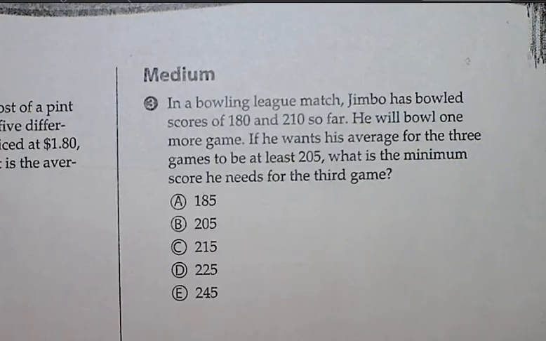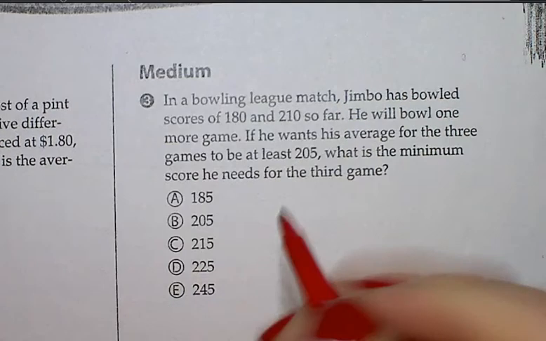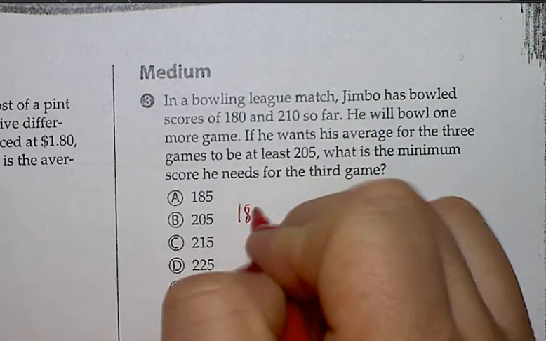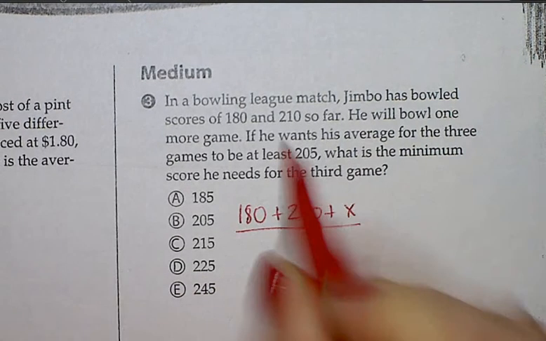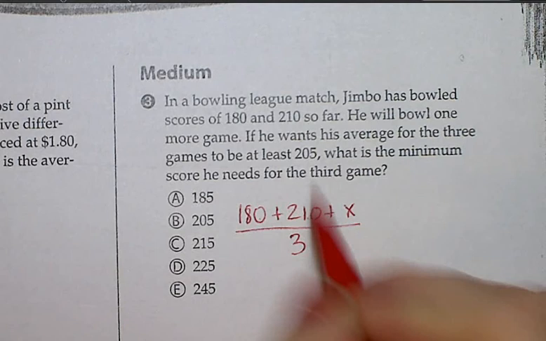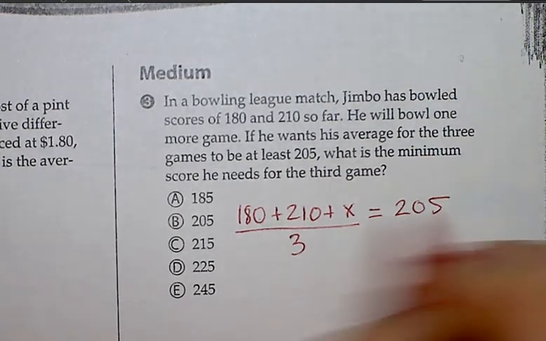Okay, number 3. So number 3, we could do similar to our first example. It says in a bowling league match, Jimbo has bowled scores of 180 and 210 so far. He will bowl 1 more game. If he wants his average for the 3 games to be at least 205, what is the minimum score? So we're going to go through this 2 different ways. Here's one way to go through this. There's the first 2 games, here's the 3rd. You divide by 3 because you have 3 games. And we want it to be at least 205. So it could equal 205 or it has to be greater.